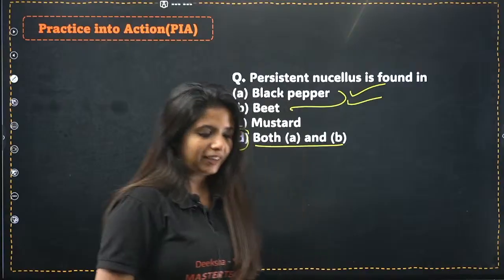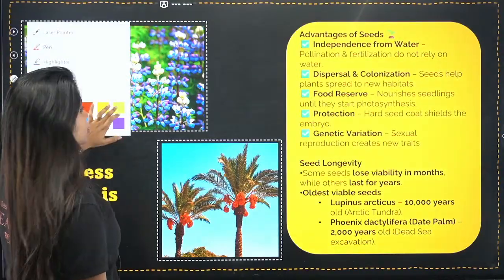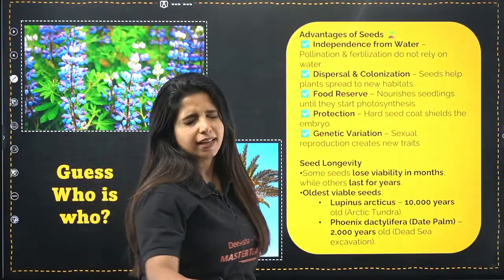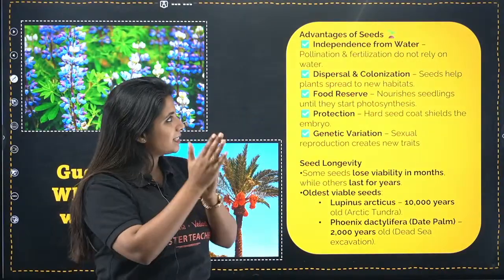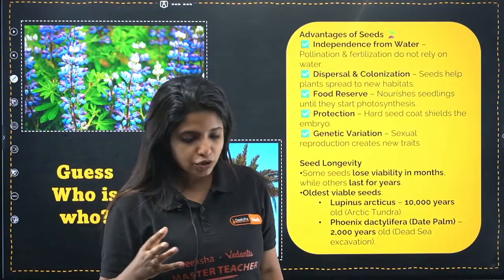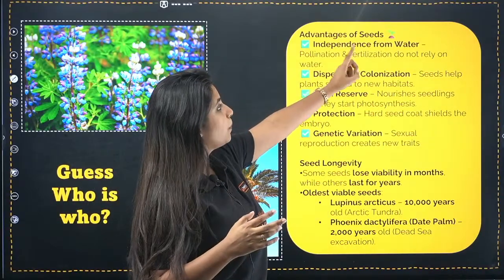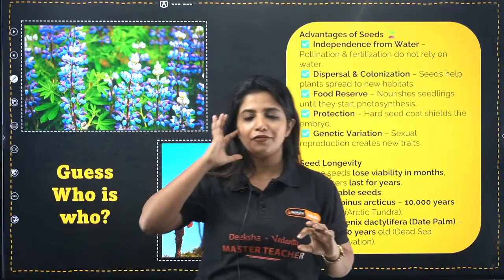Good. Perfect. Let's go ahead then with the next thing that we have, and that is advantages of seed. Before we go ahead with fruit, there's a little more about seed that we need to remember. So what are the advantages of a seed? Again, your second PUC question which usually comes in. First is independence from water. Pollination and fertilization do not rely on water. Listen to me very carefully.